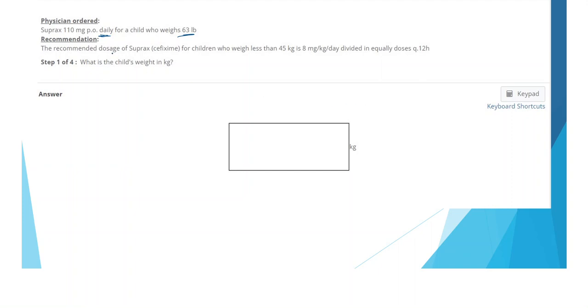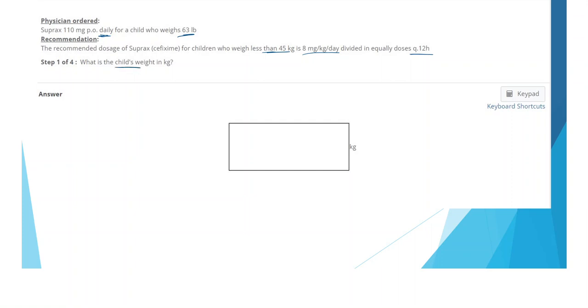But anyway, all right, so the recommended dosage for Subrax, I don't know how to say that one, for children who weigh less than 45 kilograms is 8 milligrams per kilogram per day, divided in equally divided doses of every 12 hours. So he's ordered 110 milligrams per day. So that's what I want to look at. What's the recommended per day?